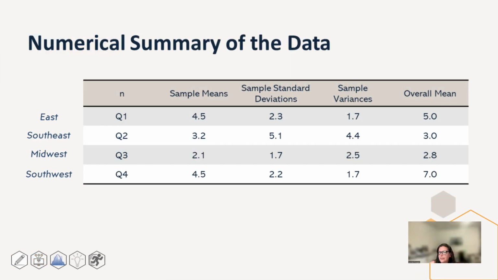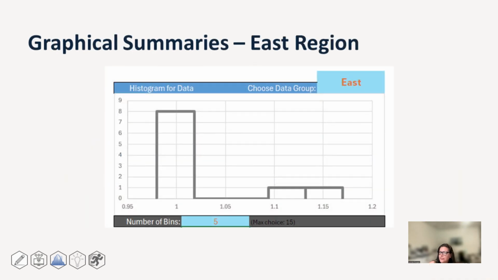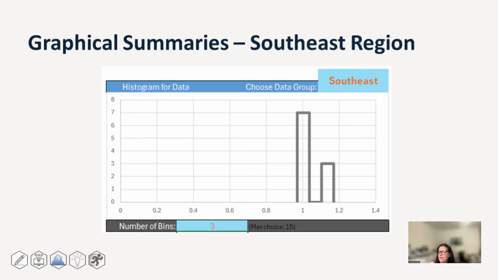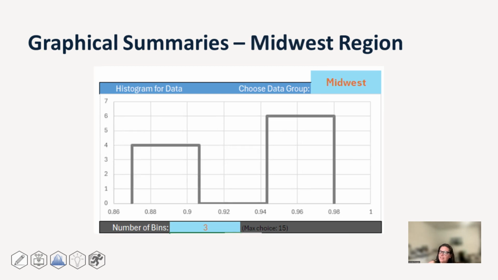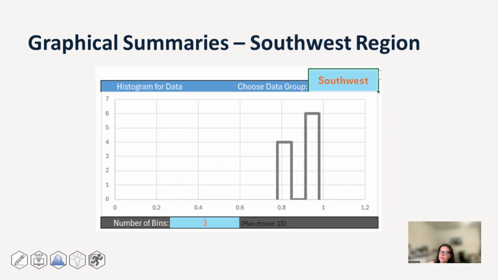We graphed the numerical summary of the data. The data distribution is right skewed for the eastern region. The data distribution is bimodal for the southeast region. The data distribution is bimodal for the Midwest region. The data distribution is bimodal for the Southwest region.